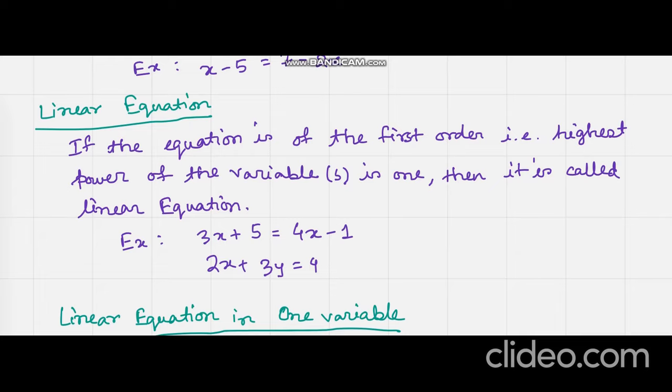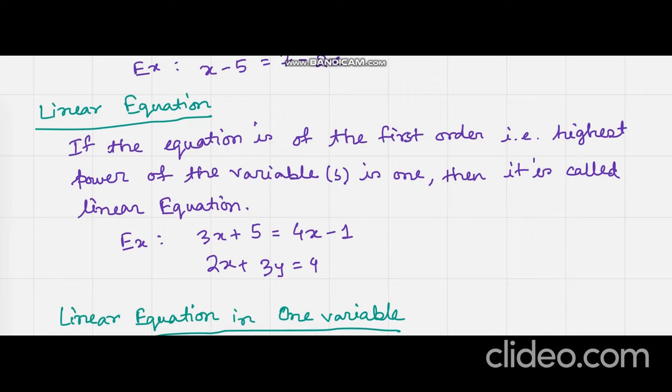If you take a look at the example 3x plus 5 equal to 4x minus 1, in the left hand side we have 3x plus 5, and the variable x has the power 1. If it doesn't show anything, that means the power is 1. Similarly, in the right hand side we have 4x minus 1, where the variable x still has the power 1. So that is called a linear equation.